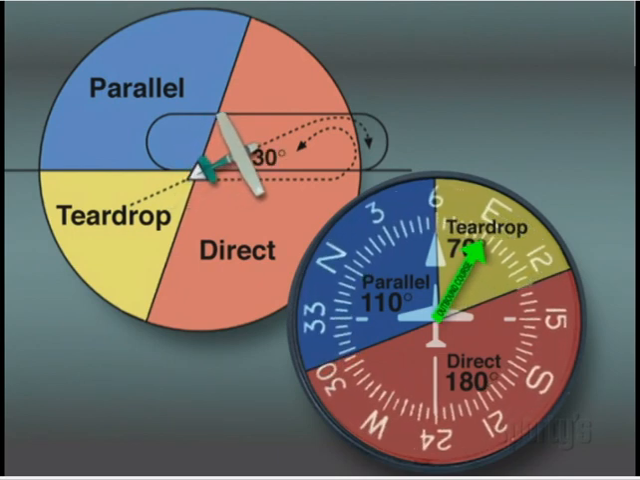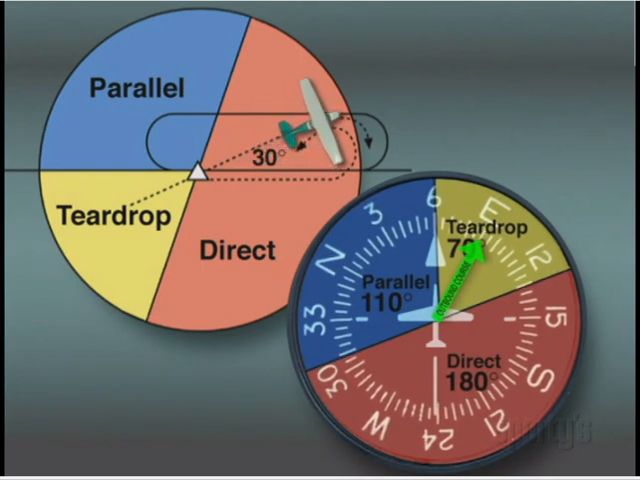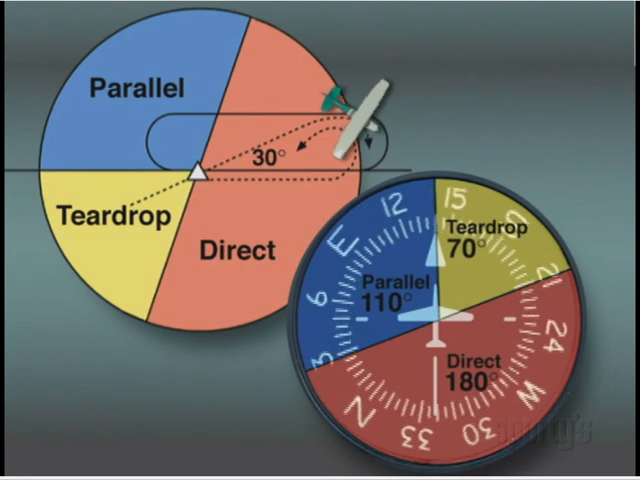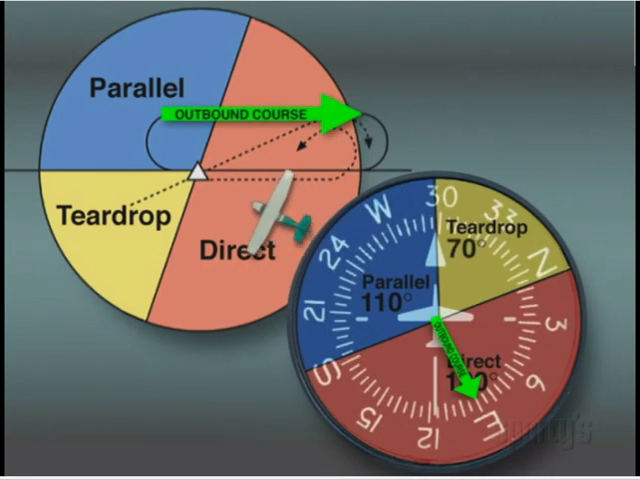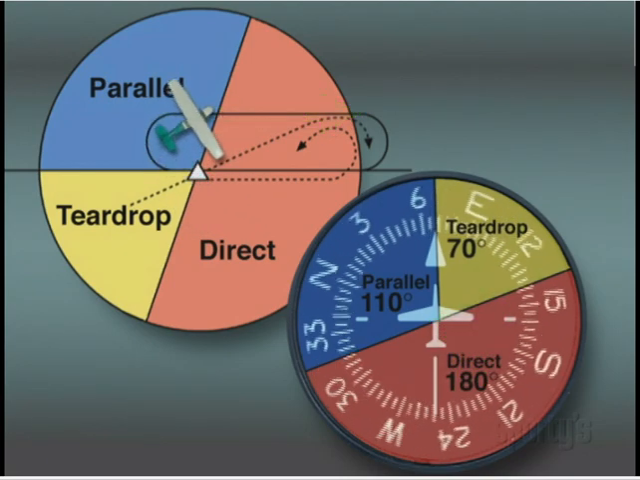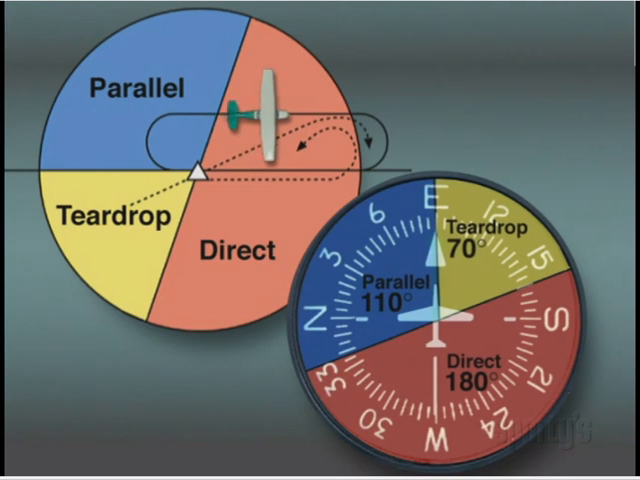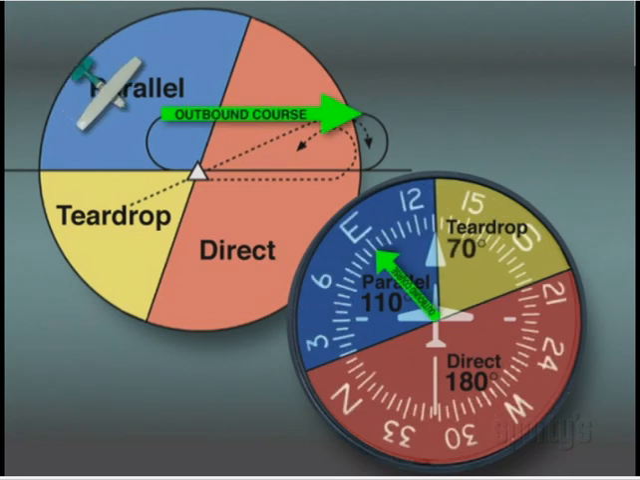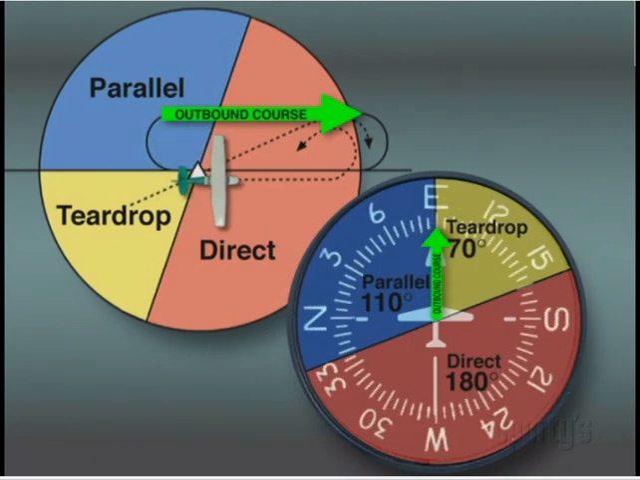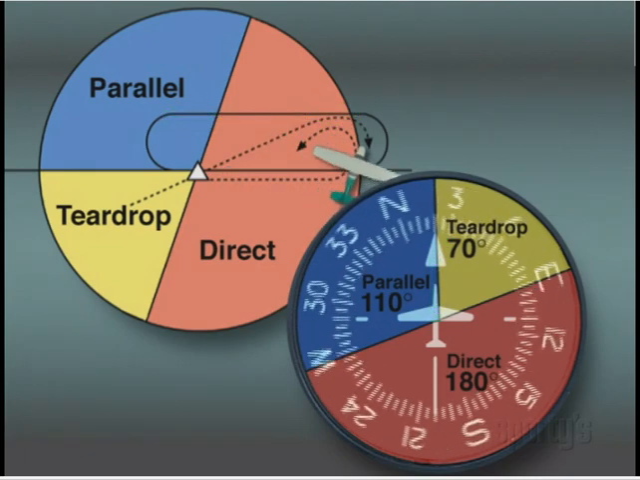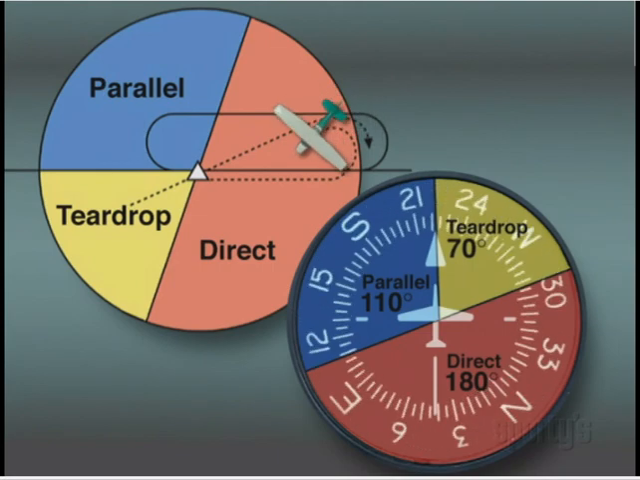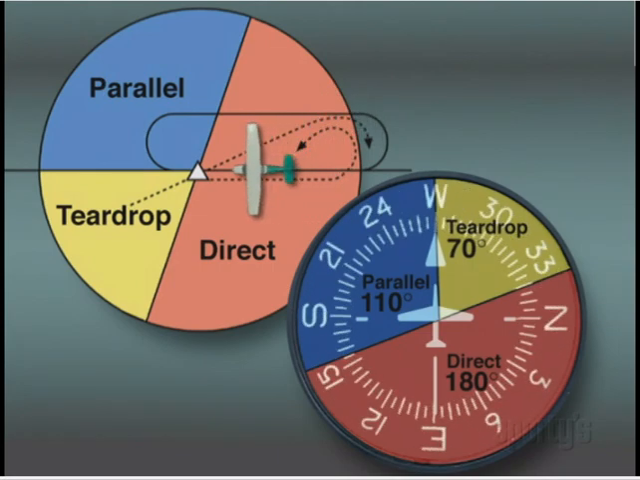At the fix, turn to a heading 30 degrees from the outbound course toward the holding side for 1 minute. Then, turn in the direction of the holding pattern to intercept the holding course. The direct entry section is the largest, covering a 180-degree arc. Simply turn right, outbound, and fly the pattern. The parallel segment is the 110 degrees to the left of the nose. Turn to the outbound heading, correct for wind if known, fly for 1 minute, and then turn toward the holding pattern more than 180 degrees. Return to the holding fix or intercept the holding course inbound.